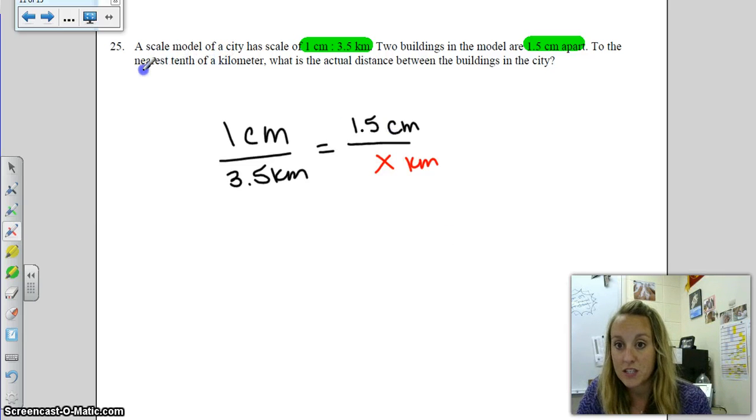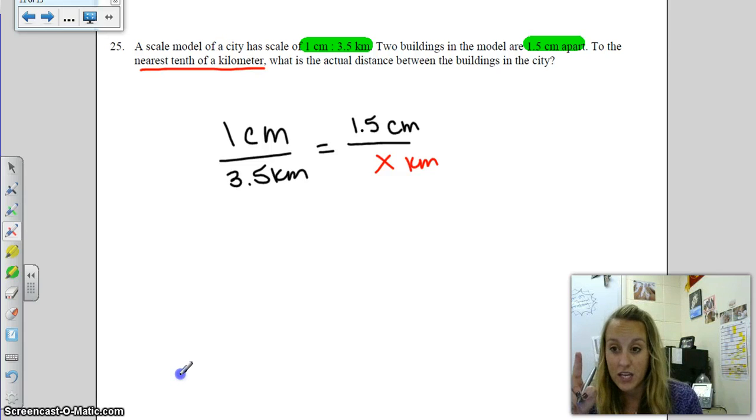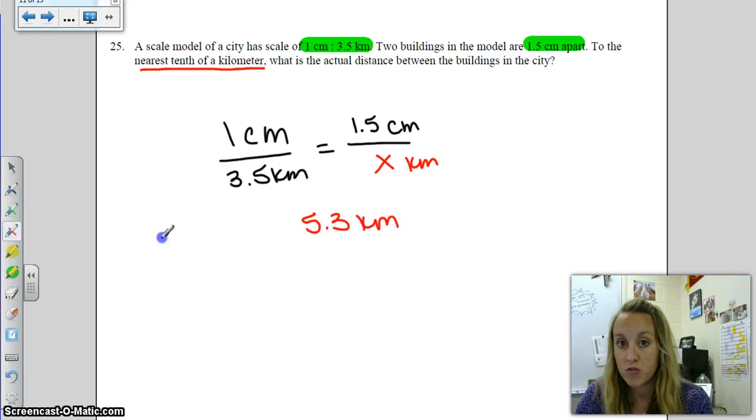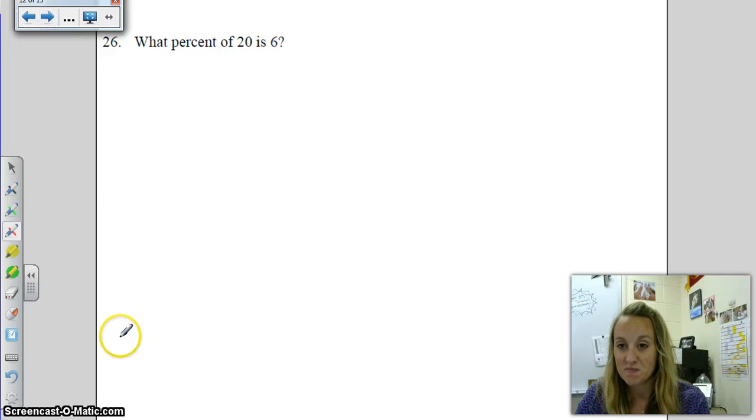Okay, and it even says to the nearest 1/10 of a kilometer. So make sure you look for that keyword there. Okay, so I came out with an answer of 5.3 kilometers. So make sure you do that math and you get the same answer as I do.